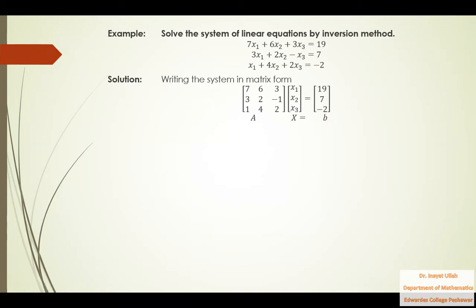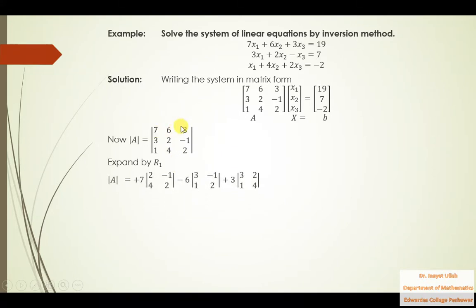So what is the first step? The first step is to find the determinant of this coefficient matrix. So determinant of this matrix A is the determinant of these values. Expand by the first row. You can expand by any row or by any column, but try to learn to expand the determinant by the first row. How could we expand this determinant by the first row? We will write the elements of the first row, 7, 6 and 3, outside, along with alternate signs: plus, minus, plus. Start from here, plus, minus and plus.